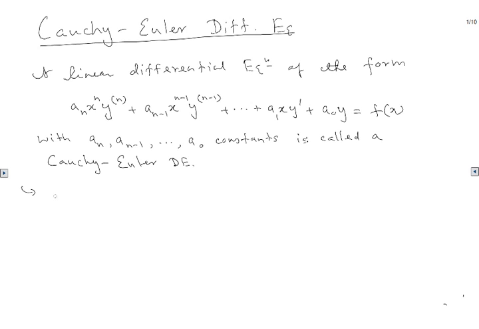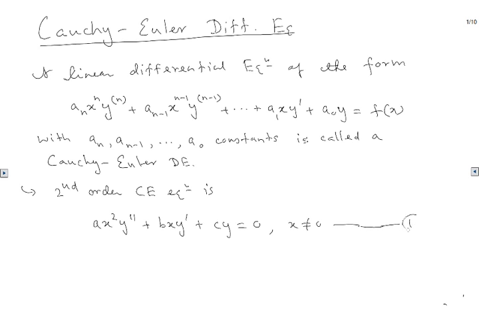The second order Cauchy-Euler equation is written like that: a x squared y double prime plus b x y prime plus c y equals 0. We assume that x is not equal to 0, because x equals 0 is going to create an issue. This is what we call the second order Cauchy-Euler differential equation.